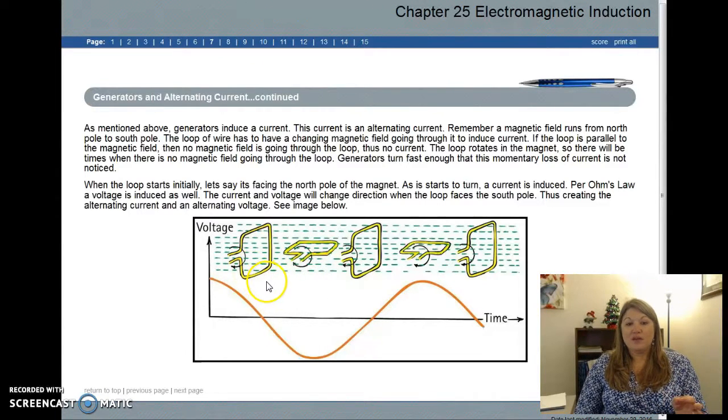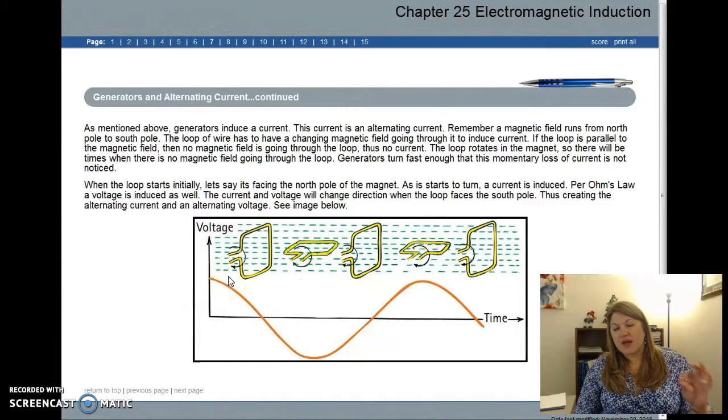Now, a good way to remember this is a magnetic field, which is depicted by these dashed lines, has to be going through the loop. So as the loop turns, there are times, like this right here and right here, when the loop's parallel, that there are no dashed lines going through. Well, that's when it drops off to zero current. But you don't see that. Your lights don't flicker in your house when a generator kicks on, because the generator's turning fast enough that that momentary loss is not detected.